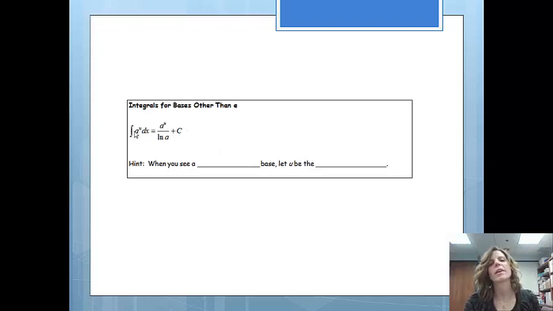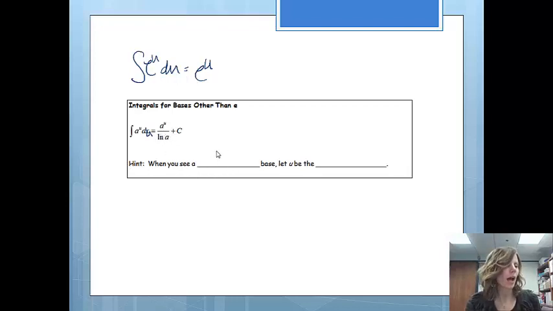If I've got the integral of a to the u, and this actually should say du right there, then my integral will be a to the u over ln a plus c. If you recall, when we had e to the u du, my integral was just e to the u. So it's pretty much the same thing. The only thing that we have to deal with is that ln a. So we'll divide by ln a.